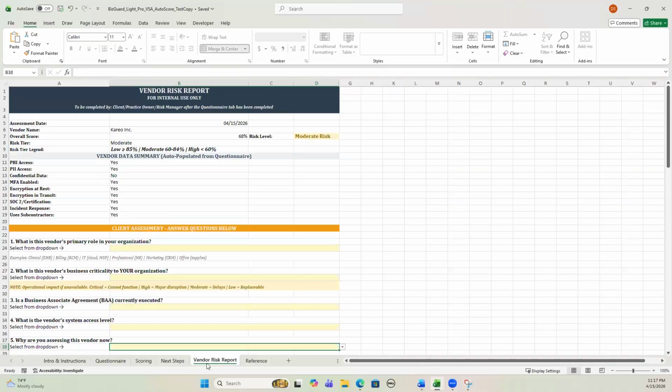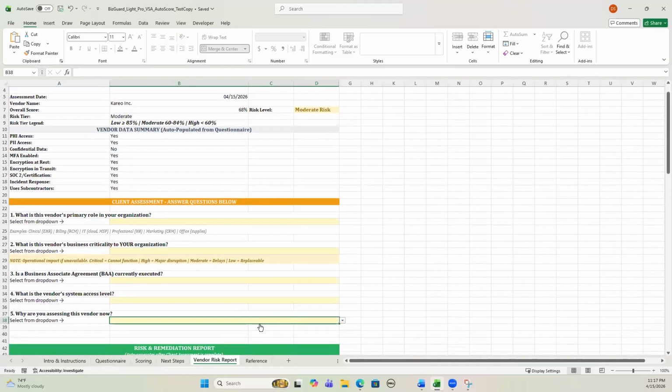Okay, and then here is where BizGuard goes beyond a simple score. On the Vendor Risk Report tab, you answer 5 context questions about your specific situation: what role this vendor plays in your organization, how critical they are, whether a business associate agreement (BAA) is in place, what level of system access they have, and why you're assessing them at this time. Those 5 answers combine with the score to drive the decision engine.